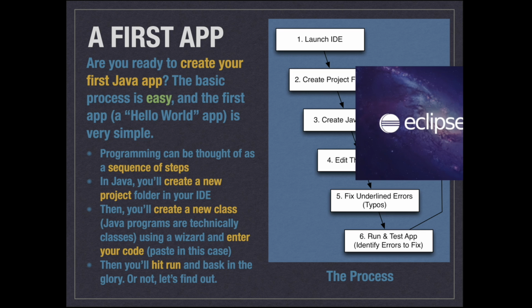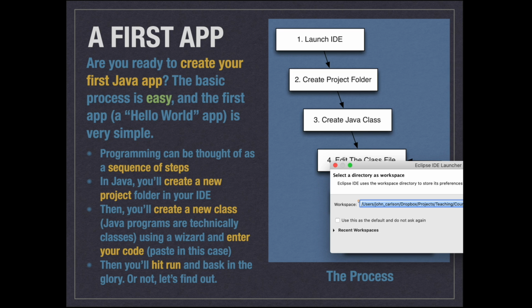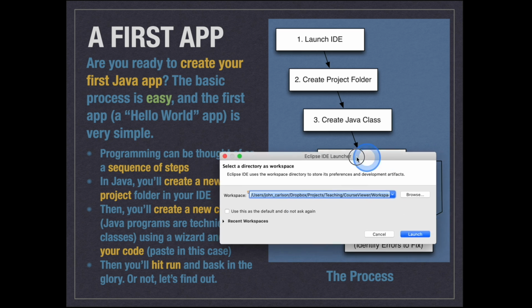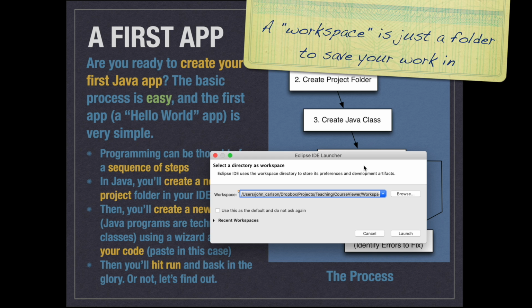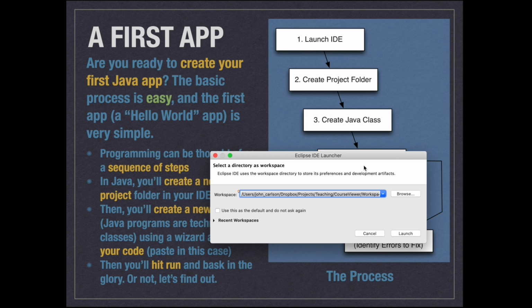I have Eclipse in my dock, and it's probably a handy thing to have there or in the Windows taskbar, pinned to your taskbar. So every time Eclipse launches, it's going to ask you, what workspace do you want? And workspace is just Eclipse's terminology for what folder do you want to put the work in that you're about to be working on. So if you see workspace, it's really just a folder. And you can set up a new one.